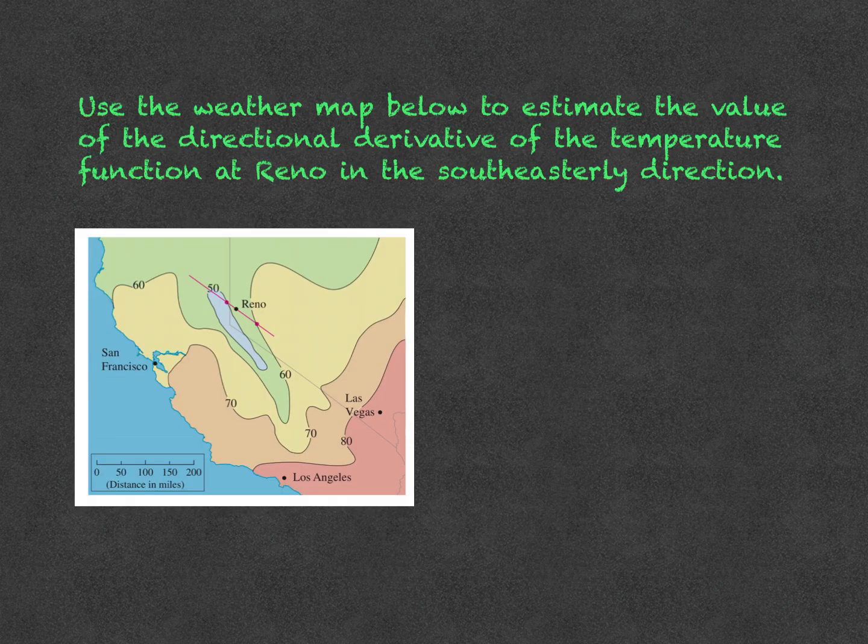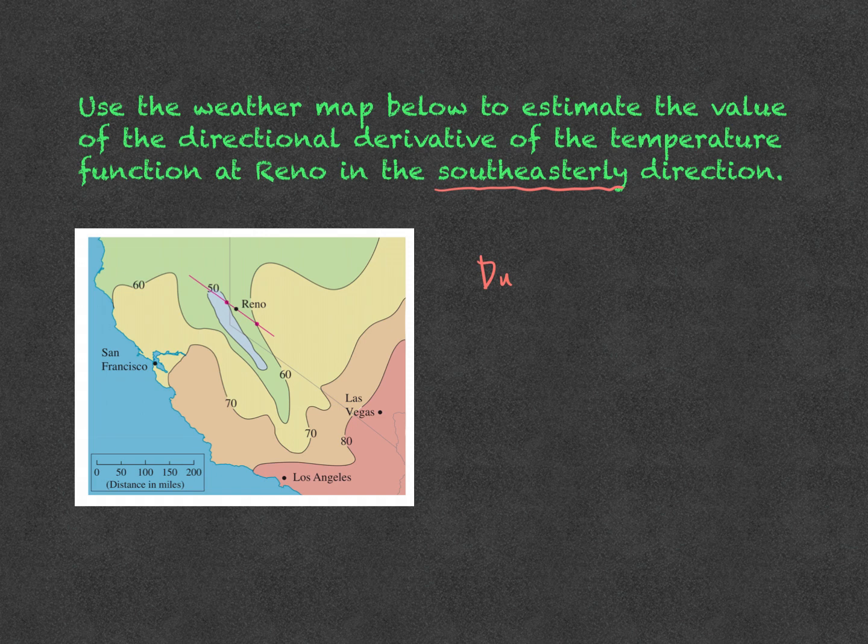Use the weather map below to estimate the value of the directional derivative of the temperature function at Reno in the southeasterly direction. Southeasterly is the red line that you see here. If we were going directly east, we could do our partial with respect to x, and directly north, our partial with respect to y. But because we're traveling in a different direction, we have to use a directional derivative. So we're going to think of your directional derivative as the slope of your tangent line. And that's really what we're doing here.